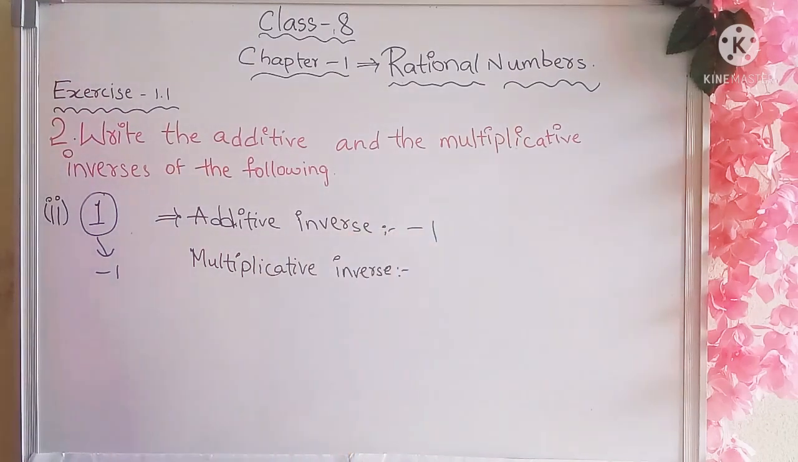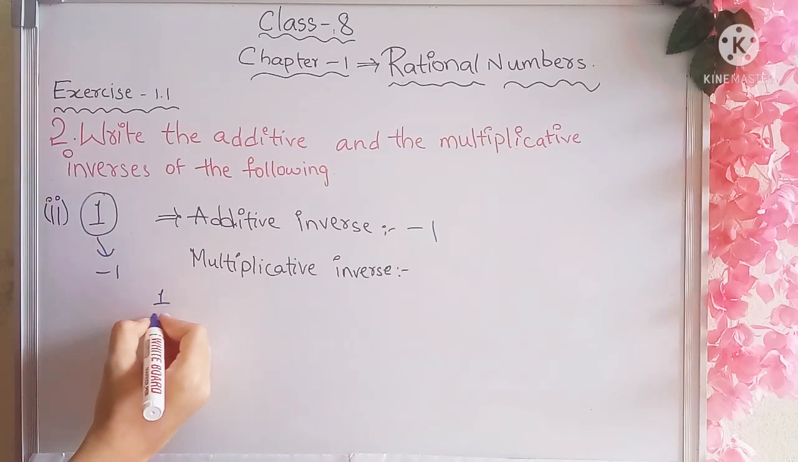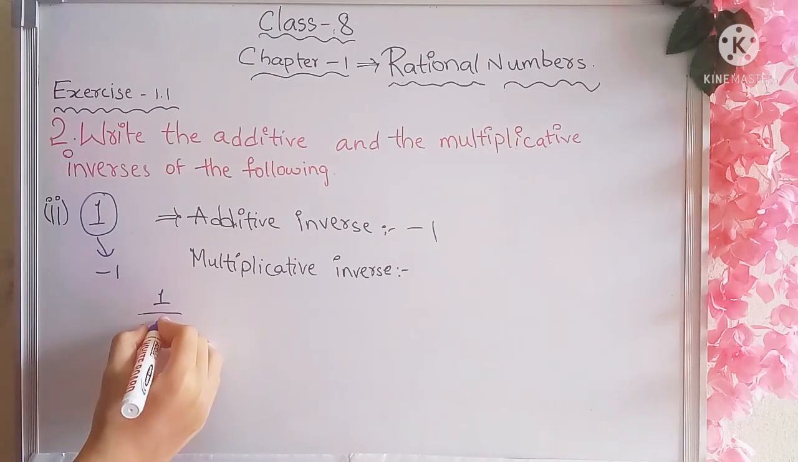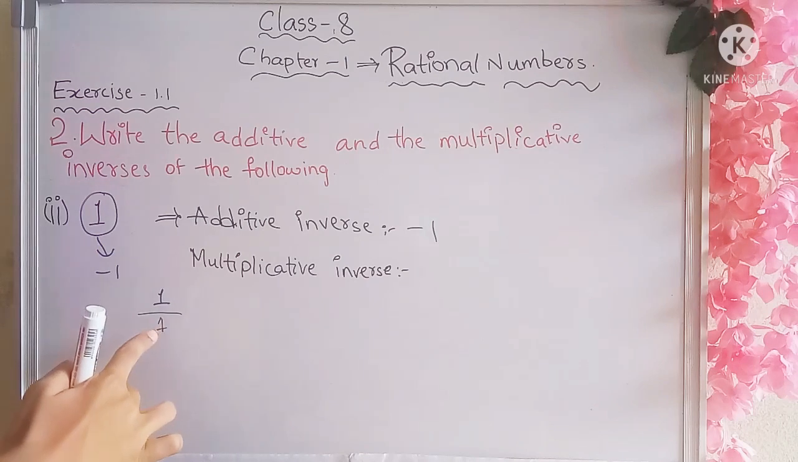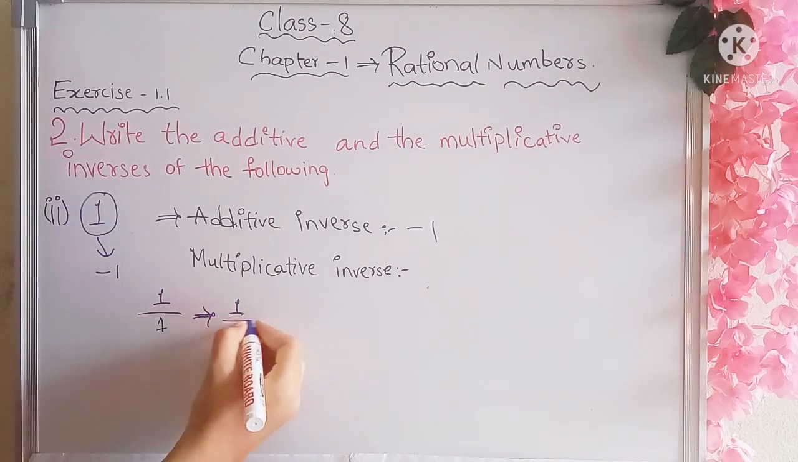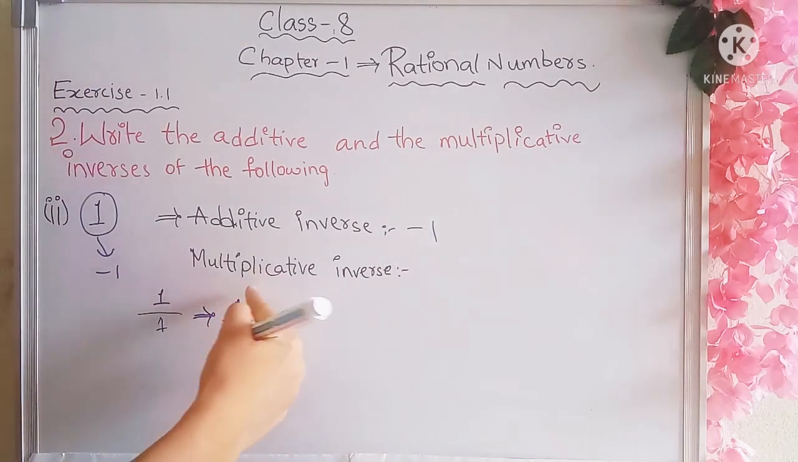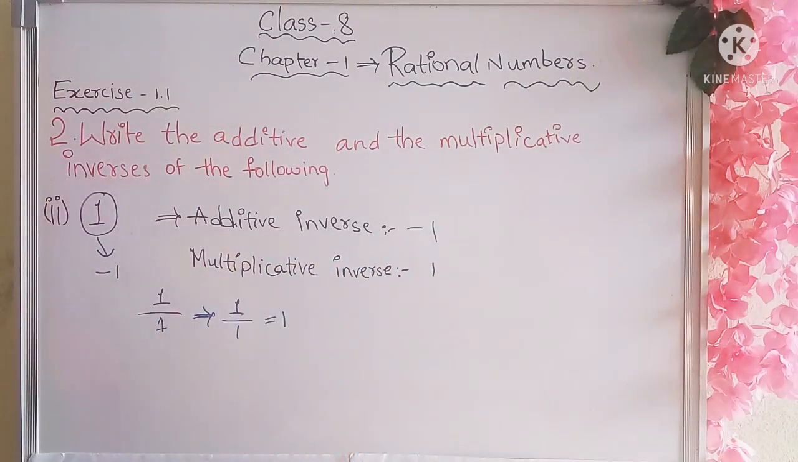And the multiplicative inverse means the reciprocal of it. We write this 1 in a fractional or rational number form as 1 by 1, and after taking the reciprocal, it is 1 upon 1, which is equal to 1. So the multiplicative inverse of 1 is 1.